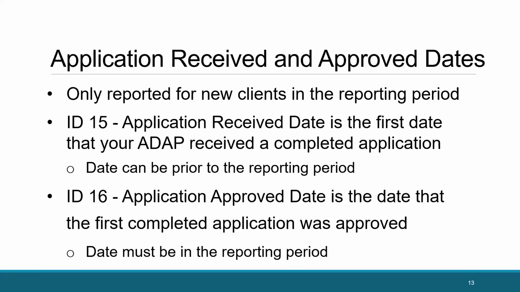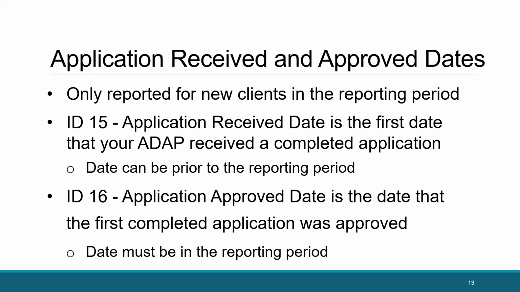Okay, so let's tackle the ADAP application questions: application received and application approved dates. First of all, these dates are only reported for new clients. Application received date is the first date that your ADAP received a completed application, and it can also be prior to the reporting period. An application approved date is the date that you approved the first completed application, and that must be within the reporting period. The common reporting issue that we notice is that for the application received date, ADAPs report dates as old as up to 2 years old, which may reflect that a client submitted a partially completed application.